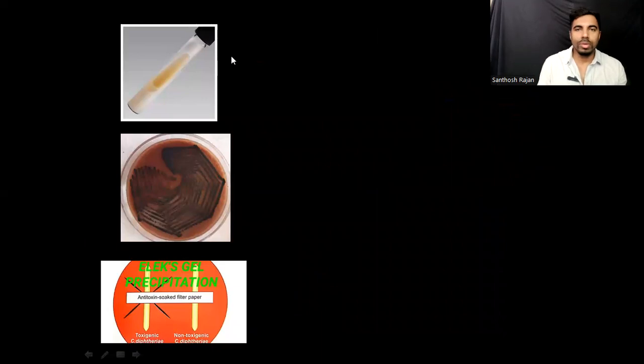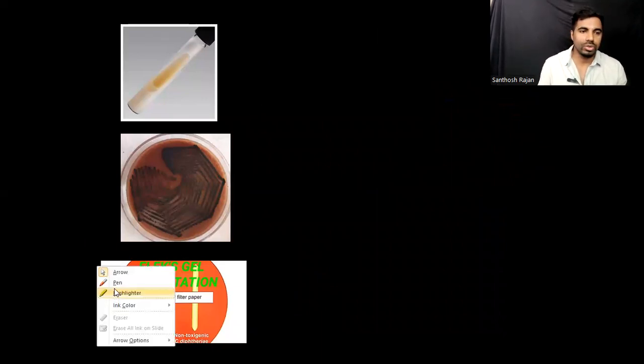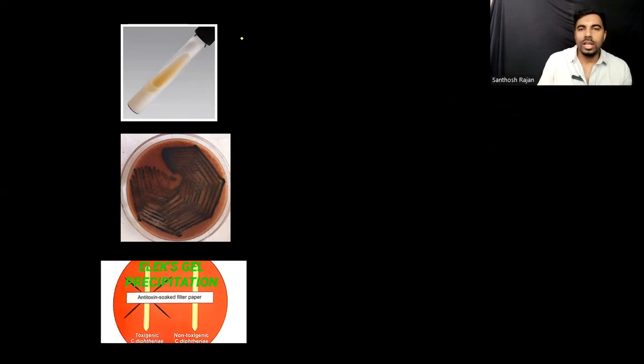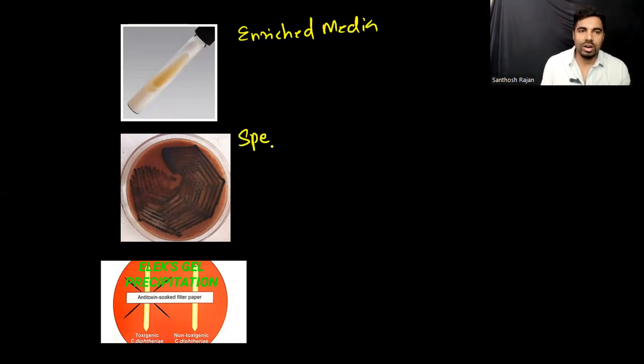Now look at this. Because of diphtheria, we should know a little bit of the diagnostic part too, the important diagnostic part. If you see the media, there are two important media. We have enriched media, and then we have selective media, the media specific for Corynebacterium diphtheriae. So these are the two.